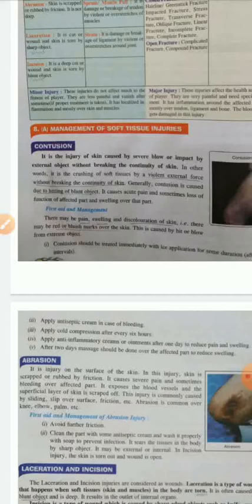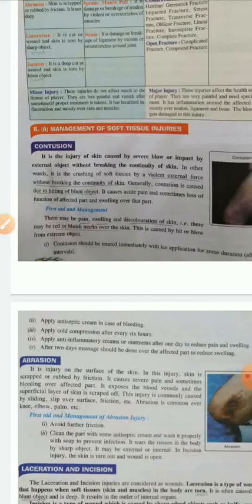Contusion is a soft tissue injury in which the blood vessels of the muscles are broken, and internal bleeding may occur on the injured part, generally caused by a direct hit with a blunt object, or crushing of soft tissue by a violent external force without breaking the continuity of skin.